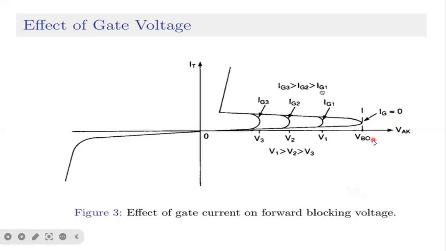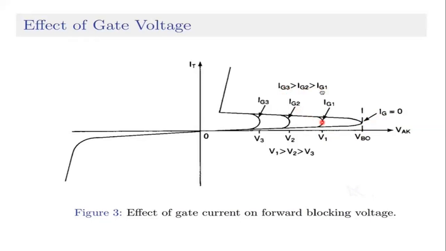So for example here, at forward breakover voltage, gate current is 0, so this is the maximum voltage. This is called the maximum breakover voltage, VBO. A high amount of voltage, but current 0. Okay, Ig is equal to 0, but breakover voltage is maximum. Then as the voltage is less, the gate current is higher. So Ig is equal to 0, and Ig1 is greater than Ig2, which is greater than Ig3.